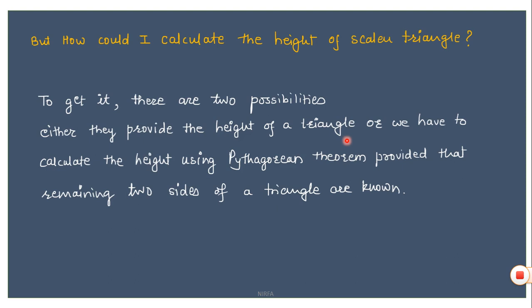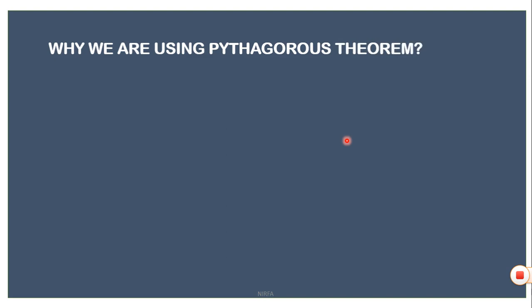there are two possibilities. Either they provide the height of the triangle, so you can use the height which is already given to you, or we have to calculate the height if they have not given it, using Pythagoras theorem, provided that two sides of the triangle should be given or known. Then the question is, why are we using Pythagoras theorem?